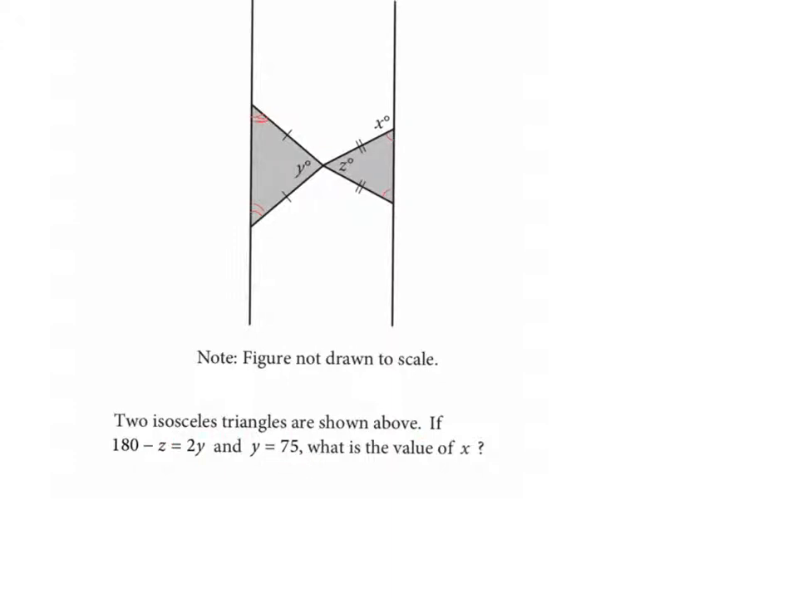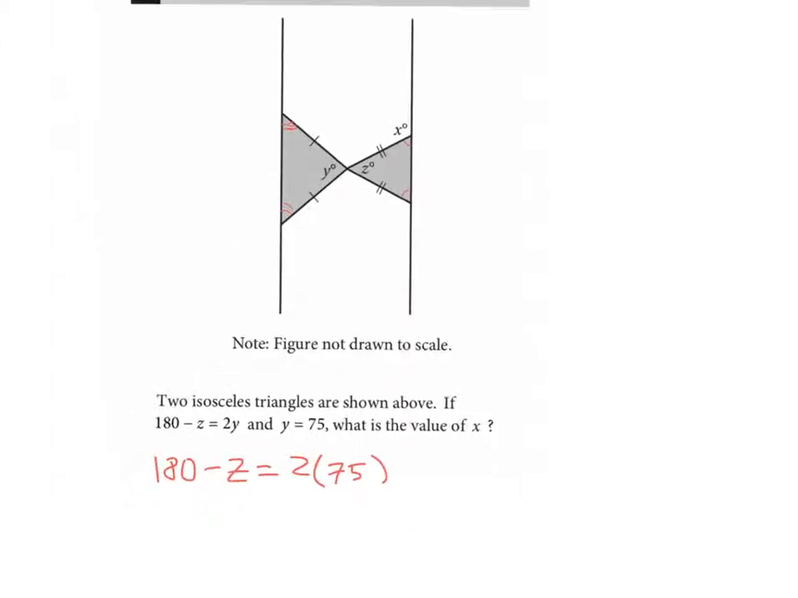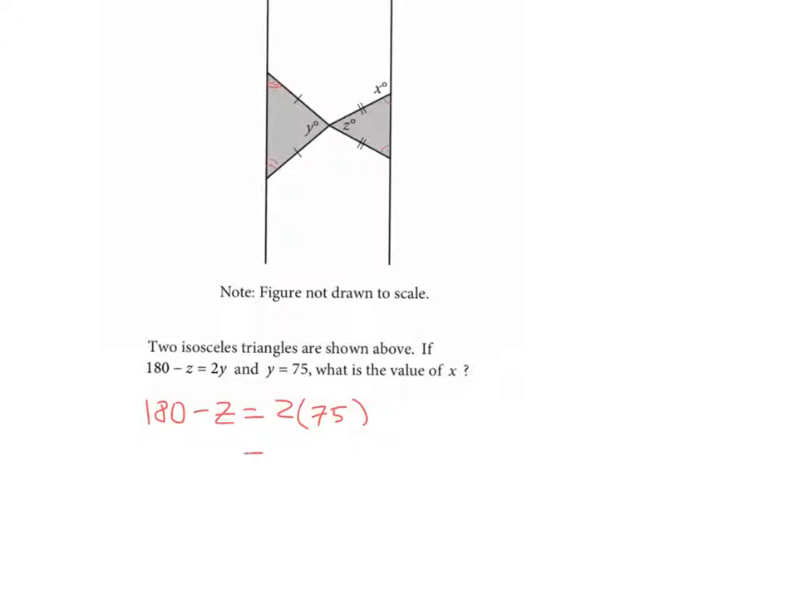Two isosceles triangles are shown above. 180 minus z is 2y, y is 75. All right, as soon as they say y is 75, I'm looking at that y, and I'm like, all right, cool. 180 minus z equals 2 times what? 75. And that is, of course, 150. So 180 minus z equals 150. What do you know? Z equals 30. That might come in handy, right? So let's see if it does.